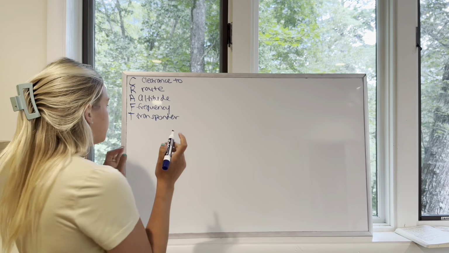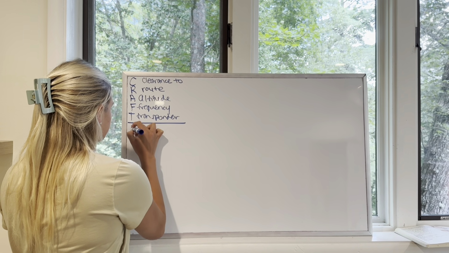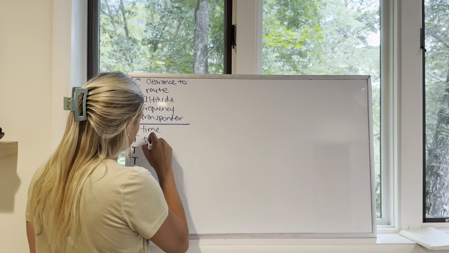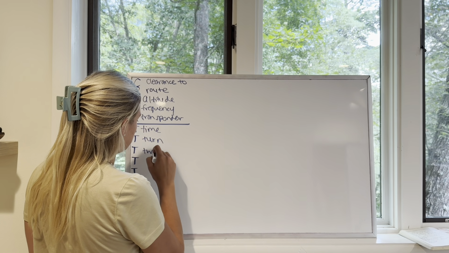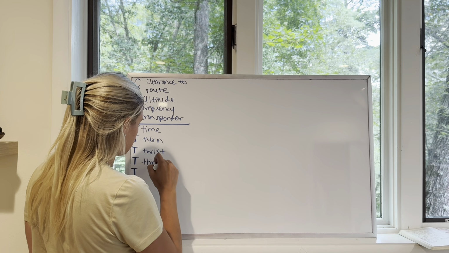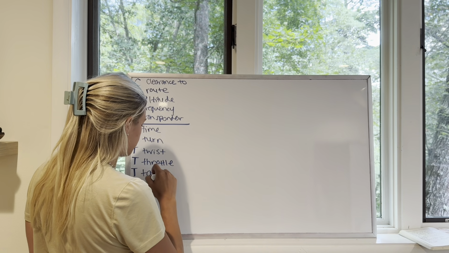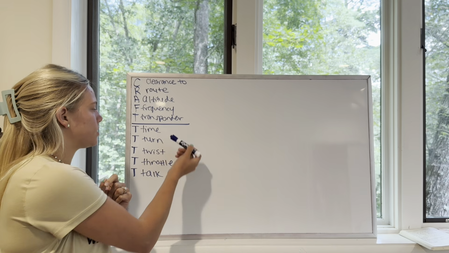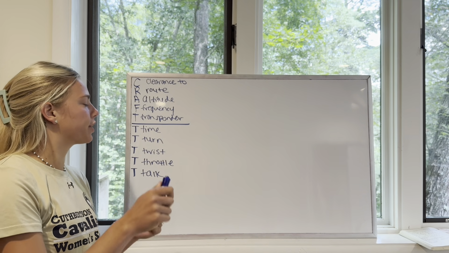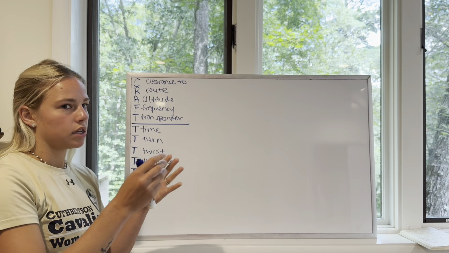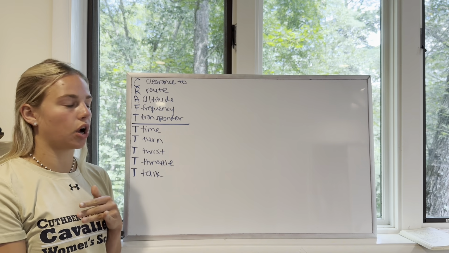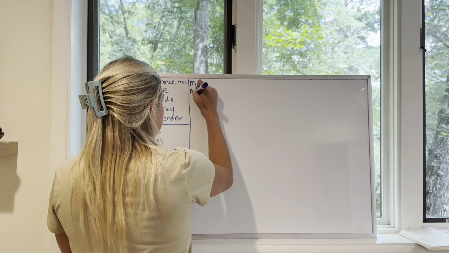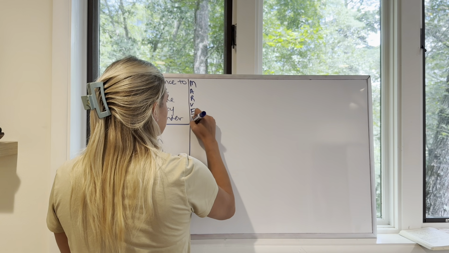All right, the next is the 5 T's. This is time, turn, twist, throttle, and talk. And this is for when you're doing holds. This is how you want to follow it. So you're gonna have to time, you're gonna have to turn, you're gonna have to twist, then use your throttle, then you can talk.